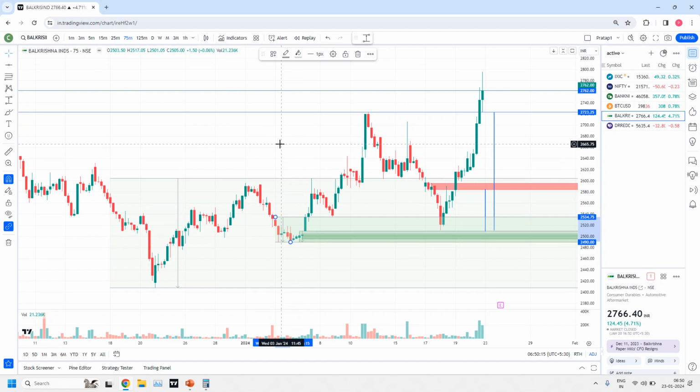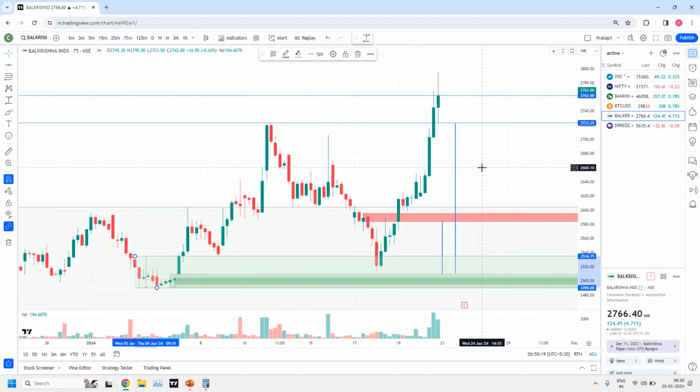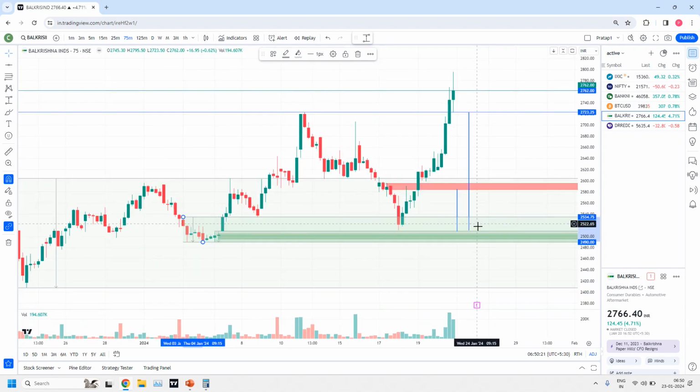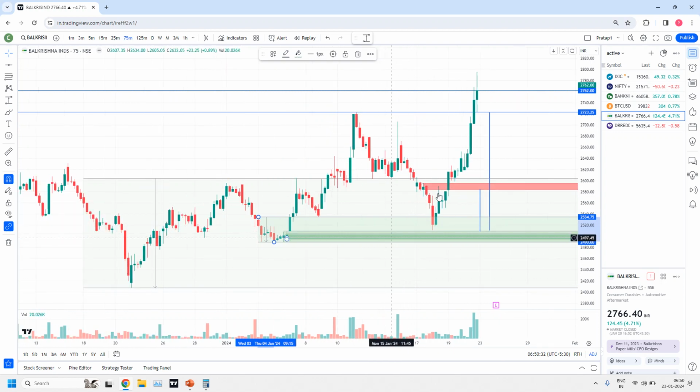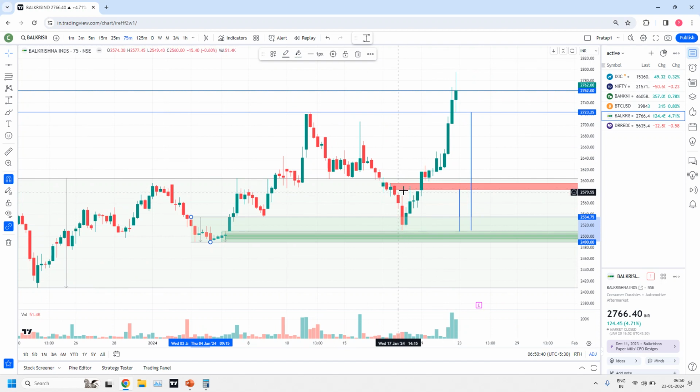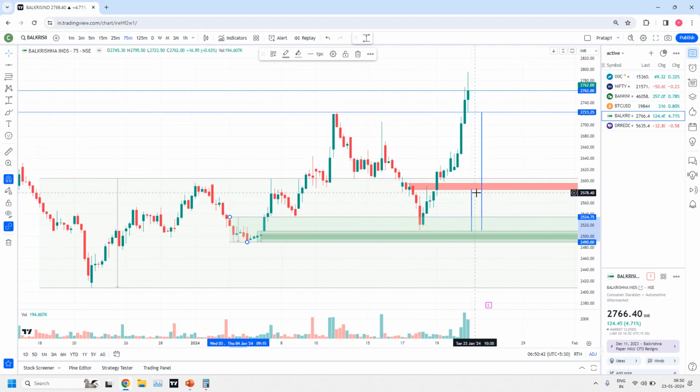So that's why it gave such a good profit. But that day, from our trade point of view, we calculated only the intraday profit, how much it gave during the intraday. That is what we calculated. But for those who eyed the HTF target, this is the LTF target. The 75-minute zone is the LTF target.